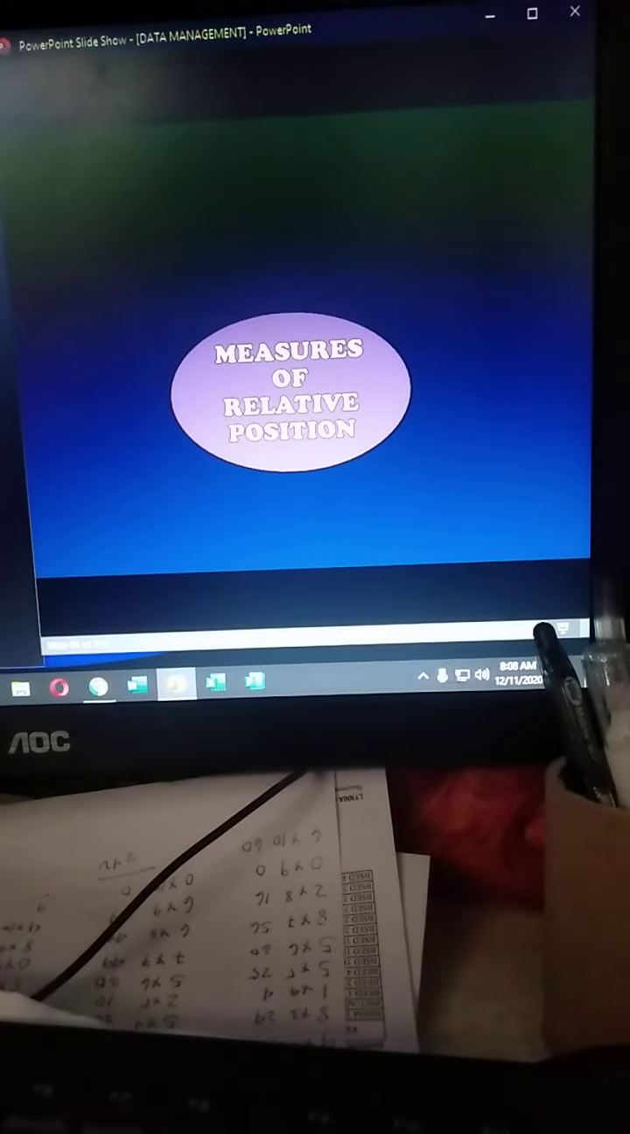Anyone, kung sino ang makapagbibigay sa tatlo. What are the three words na connected in dealing with measures of relative position? Anyone? Yes, anyone? No one?